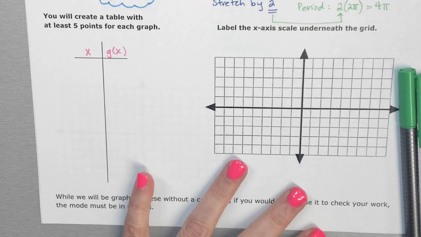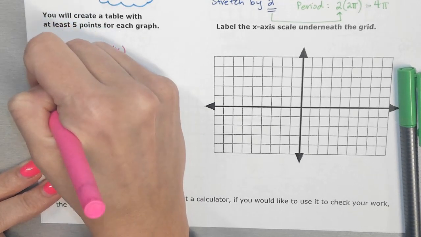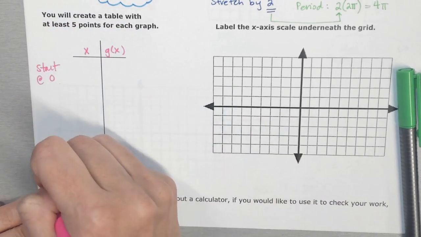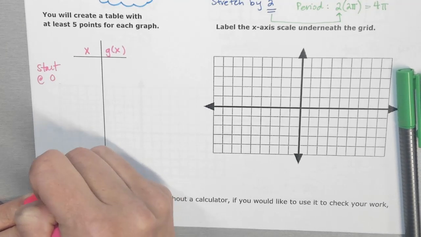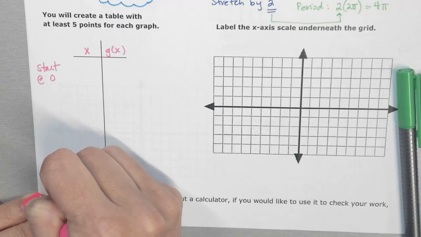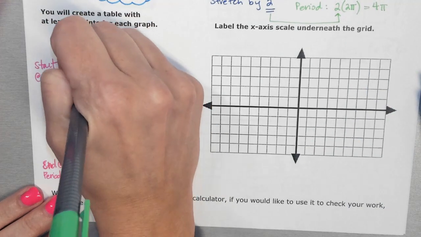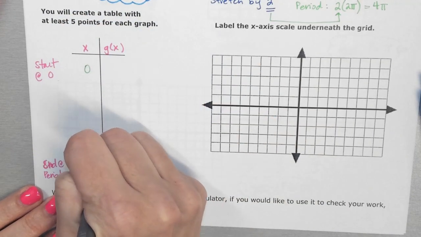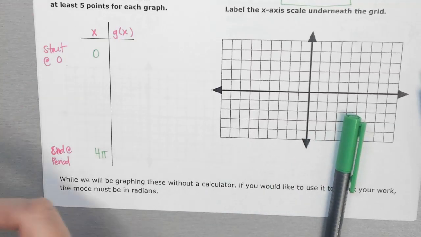Okay, so we're going to be talking a lot about patterns. So we want to start at 0. We want to end at the period. Okay, so start at 0. We're going to end at whatever our period is. Okay, so we're going to start at 0. We said our period was 4 pi. Okay, so we're going to write 4 pi there.